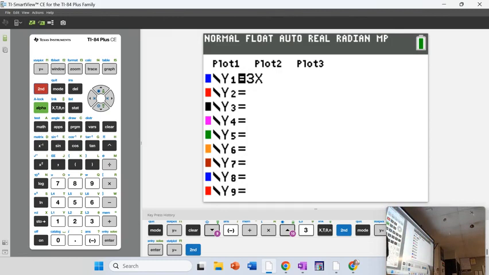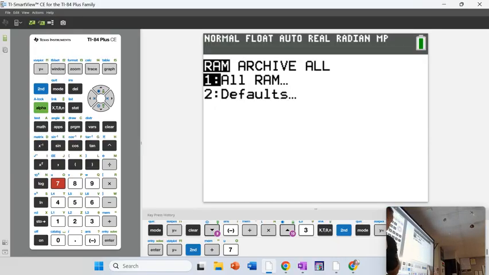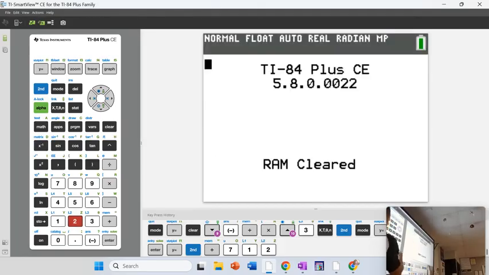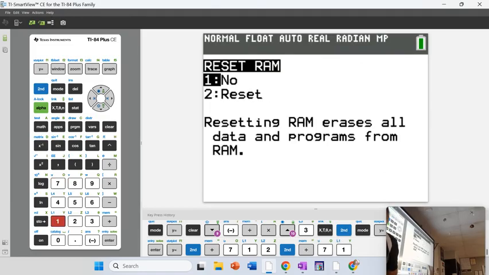Hit second and do this like 5 times. Second mem. You may know what I'm doing next, because if you used your graphing calculator last year, this is what I would do to your calculator on the day of a test. Then I hit 7, which is reset, all RAM, 1, and then yes, reset, 2. So I'll do it one more time. Second mem 7, 1, 2.